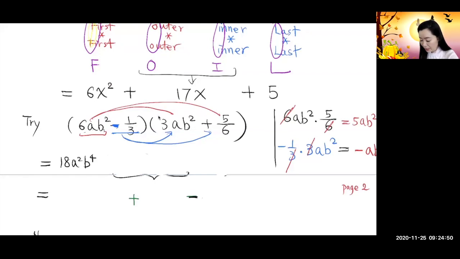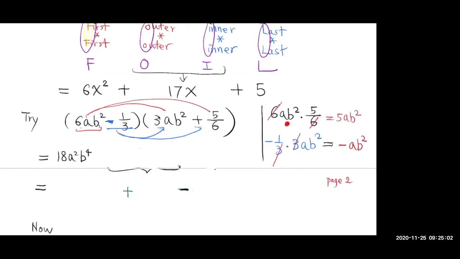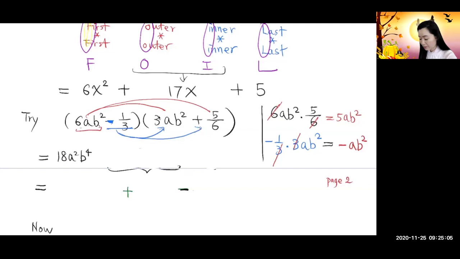Now we take this one times the second one. What happened to this 6? They will cancel out, right? I actually put it on this side. So this one times this one over here. The 6 will cancel out, giving you 5ab squared. So you have this adding 5ab squared. Now I finished distributing this.